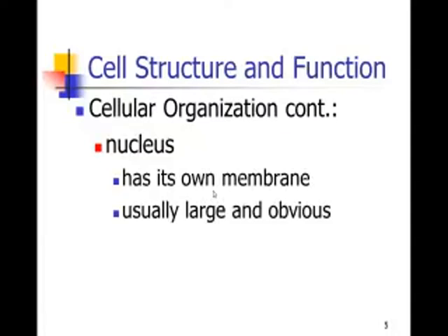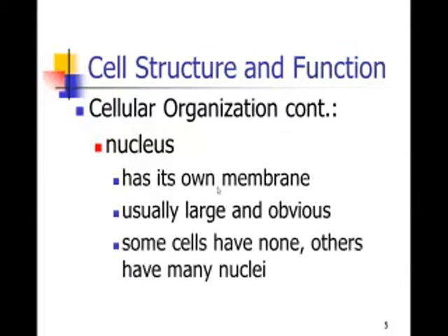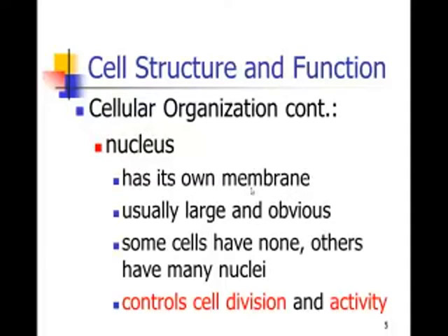Typically, the nucleus of a cell is very large and relatively obvious. Nuclei were identified early on when people started examining cells using microscopes. Some cells don't have any nucleus. An example would be a red blood cell or a platelet. Other cells have a lot of nuclei. For example, skeletal muscle cells typically have many nuclei. So do white blood cells occasionally.